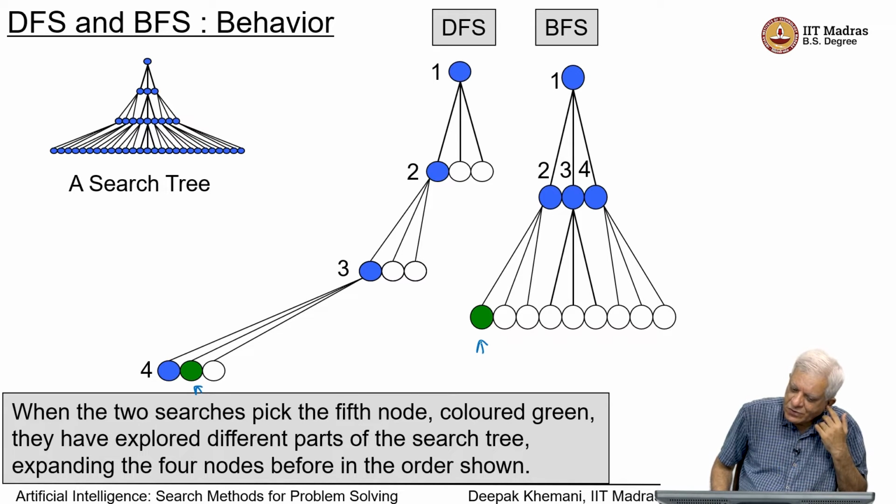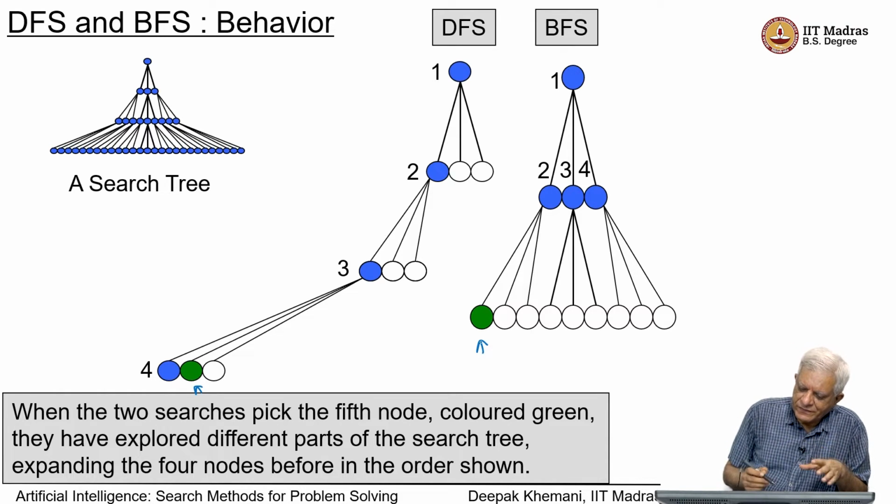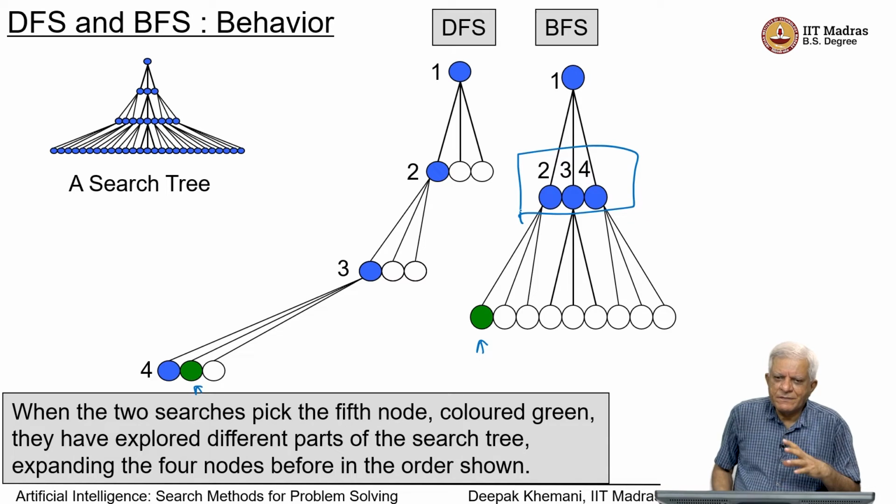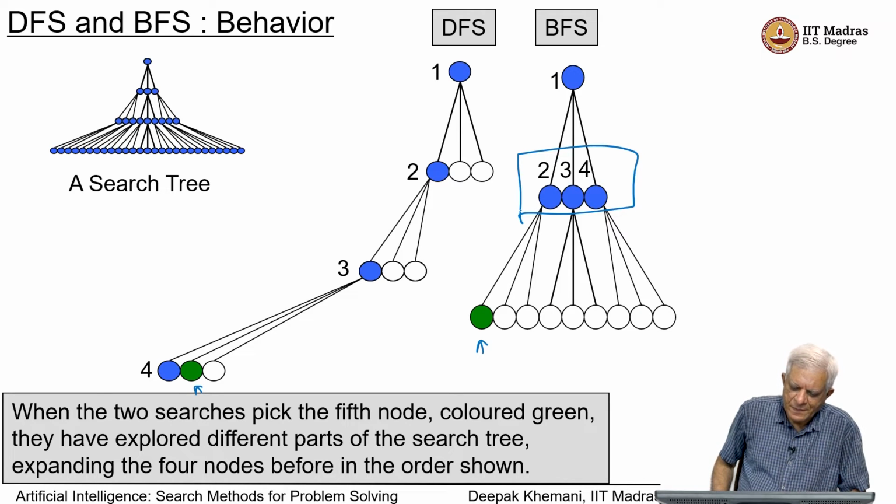For breadth first search, it is closer to the source, and for depth first search, it is farther from the source. And they have explored the earlier nodes in a different order. By the time breadth first search picks the fifth node, it has already finished with the previous level. So, it has seen all the nodes on the previous level. That is not the case in depth first search. So, in that sense, their behaviors are different. We have already said that depth first search dives down into the search tree, and breadth first search is conservative, staying as close to the source as possible, or as close to the start as possible.